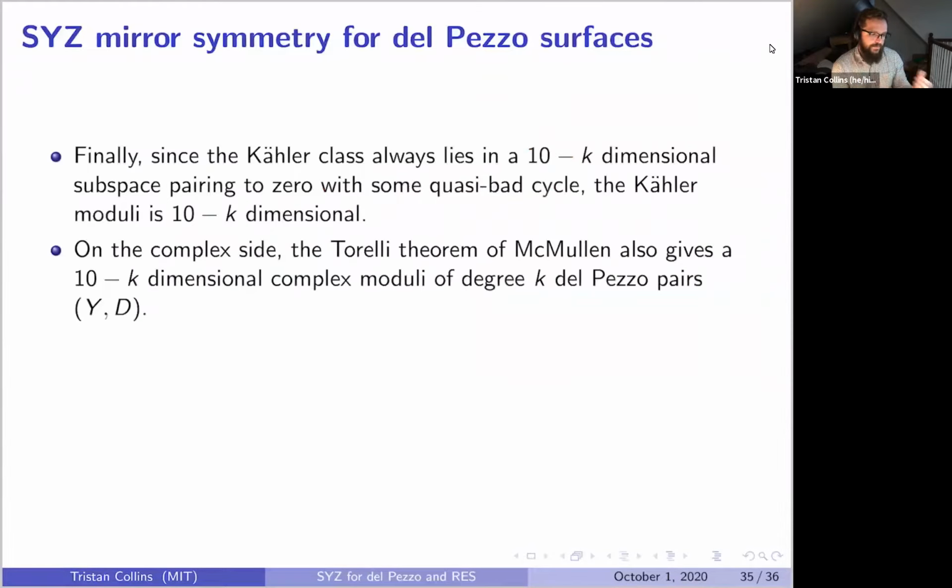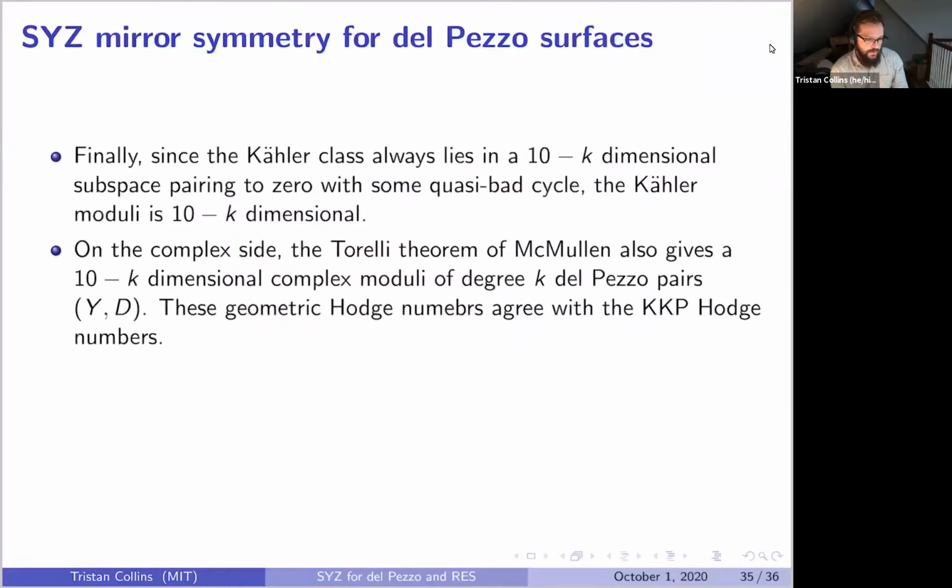And on the complex side, we also have a Torelli theorem of Nolan, which tells you that the deformation space of degree k del Pezzo pairs is 10 minus k dimensional. So you get this mirror symmetry for Hodge numbers, which are now geometrically defined if we define the Kähler moduli in the appropriate way. And these also agree with the calculations of Lunts and Przyjalkowski for the KKP Hodge numbers. So there's a reasonably nice picture for SYZ mirror symmetry in the case of these non-compact Calabi-Yau surfaces.